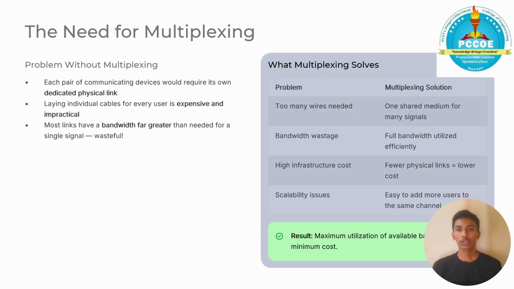Also, most communication links have a bandwidth larger than a single signal needs. So, without multiplexing, that extra bandwidth is simply wasted. Multiplexing solves all of this. It allows many signals to share one channel, reducing the number of physical links needed, cutting infrastructure costs and making full use of available bandwidth. In short, multiplexing makes communication efficient, scalable, and affordable.